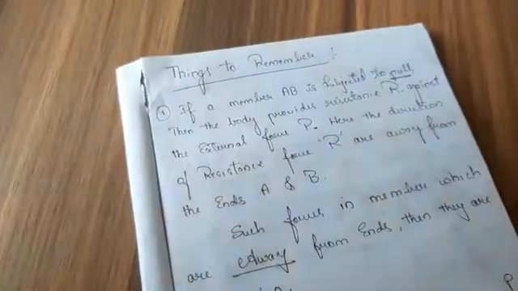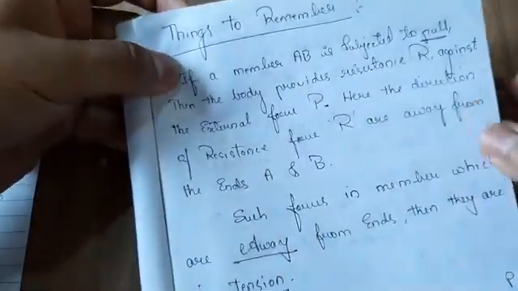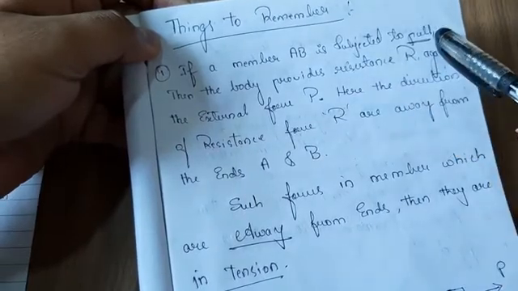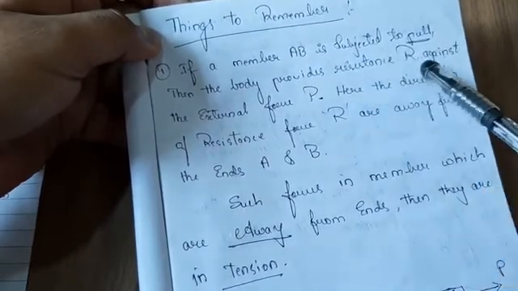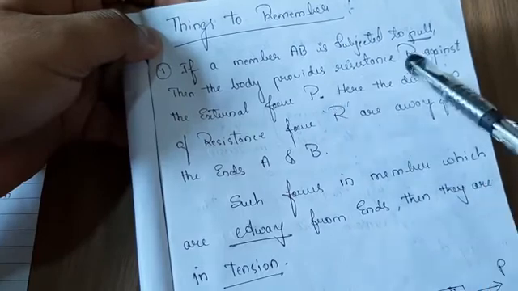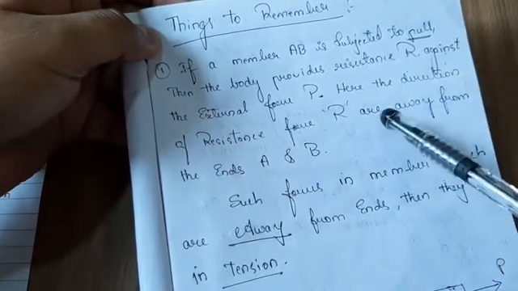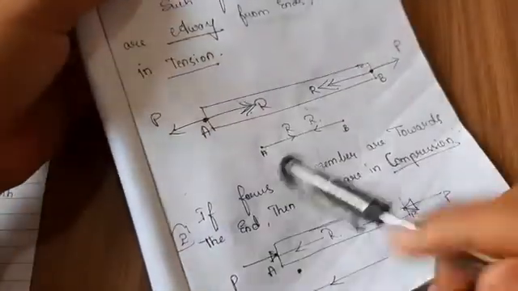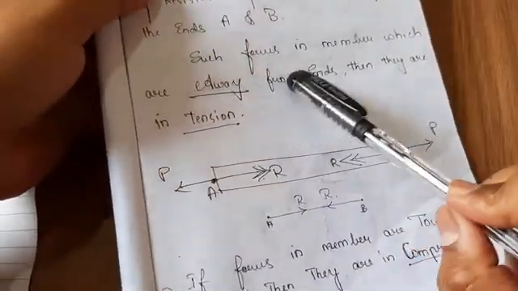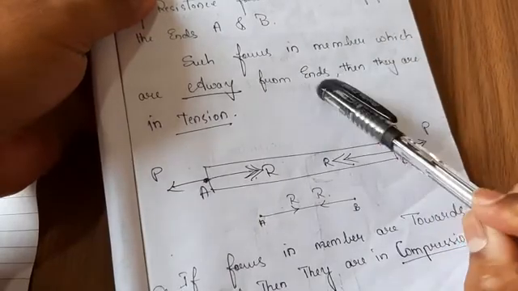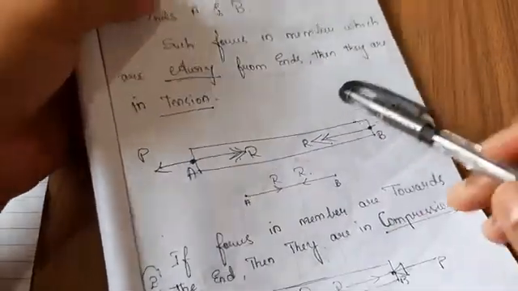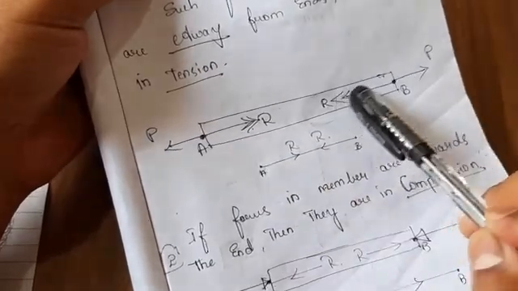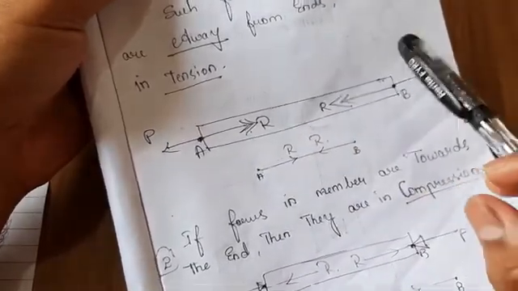In order to solve the problems, you must remember a few more points also. I have just noted them here. If a member AB is subjected to pull, then the body provides resistance R against the external force P. Here, the directions of the resistance forces R are away from the ends A and B. You can see the force system. Okay, you can read this statement. Such forces in a member which are away from the ends are in tension. Okay, you can see the forces are away from the member, points A and B. So they are providing you the tension forces.